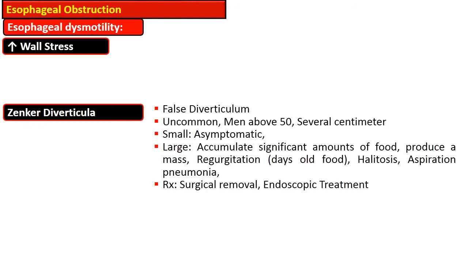Large diverticula accumulate a significant amount of food and may produce a mass effect. Regurgitation of days-old food may occur and result in bad breath, that is termed halitosis, and aspiration pneumonia. Treatment is through surgical or endoscopic removal.